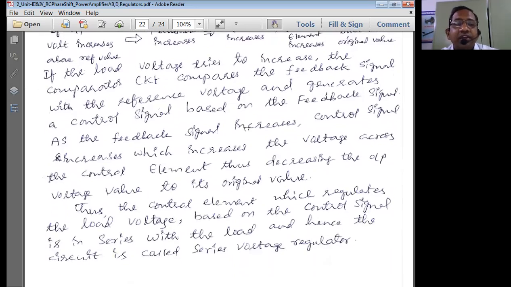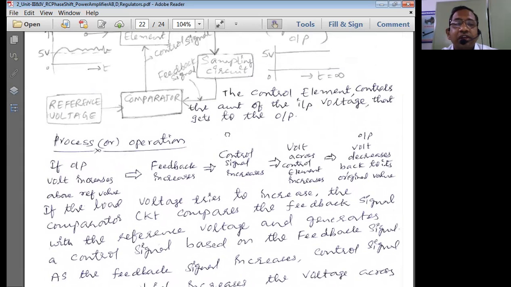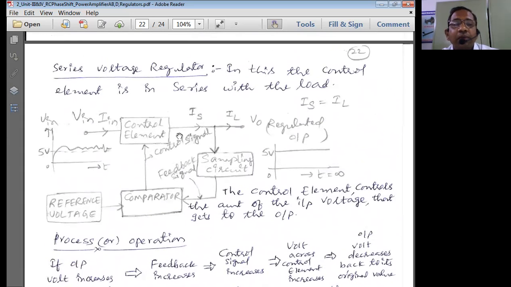Next we have another circuit called the shunt voltage regulator. What could be the control element in the shunt regulator? The control element should come in shunt to the load resistance. If the control element comes in shunt to the load resistance, it is called a shunt voltage regulator. If it comes in series to the load resistance, it is called a series regulator. So the definitions of series and shunt voltage regulators are purely based on how the control element is connected to the load.